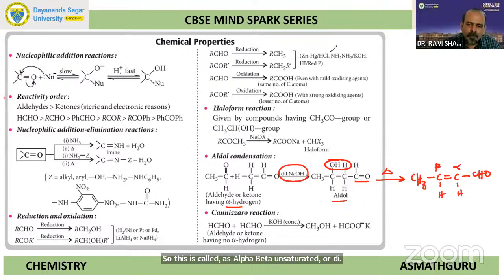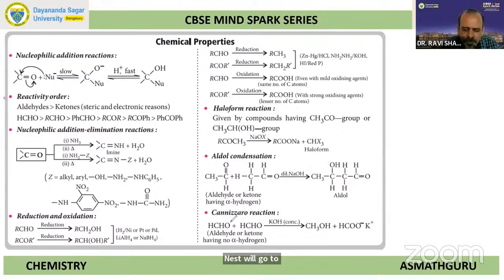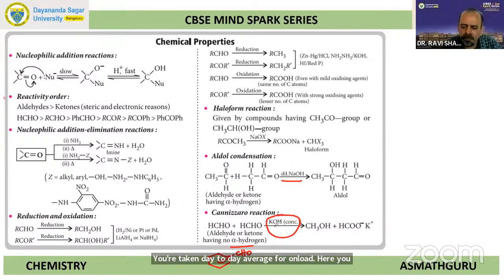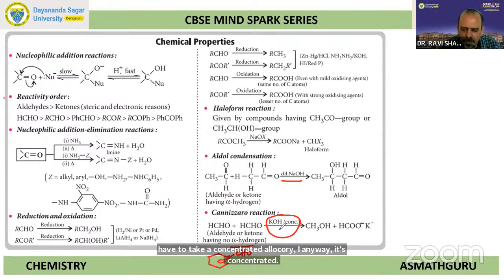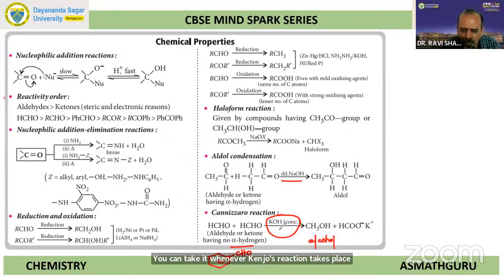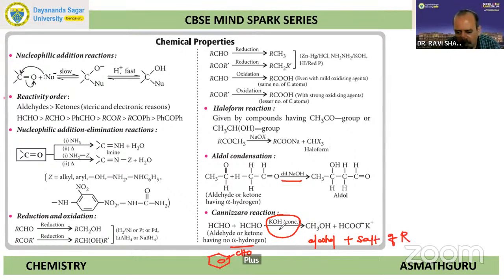Next, we'll go to the Cannizzaro reaction. What is the Cannizzaro reaction? It is the reaction given by aldehydes having no alpha hydrogen, like formaldehyde or benzaldehyde. They all give this particular Cannizzaro reaction. Here you have taken dilute NaOH for aldol, but here you have to take a concentrated alkali, concentrated NaOH or concentrated KOH. Whenever the Cannizzaro reaction takes place, you get an alcohol plus the salt of a carboxylic acid. That kind of reaction we call a Cannizzaro reaction.